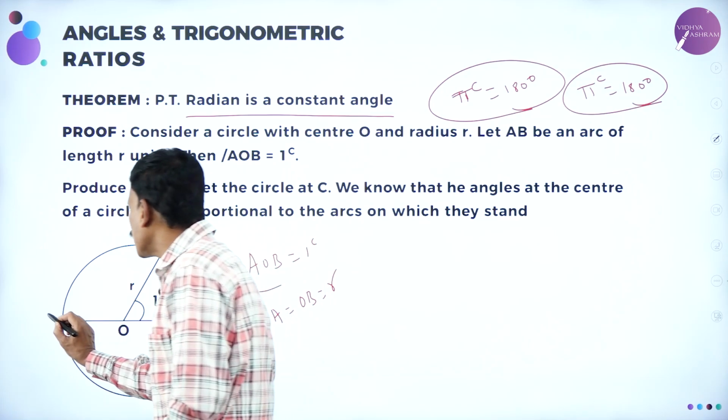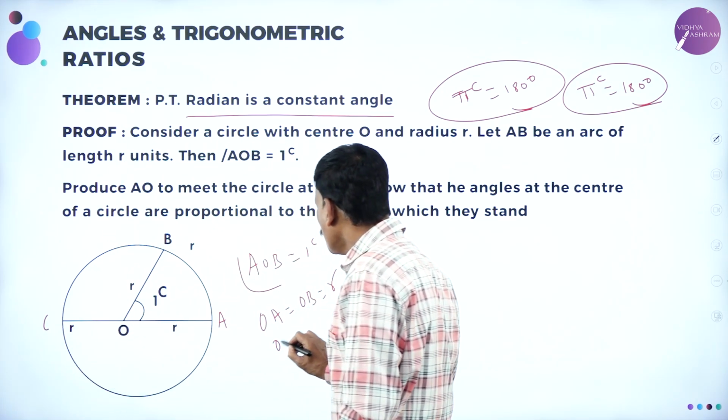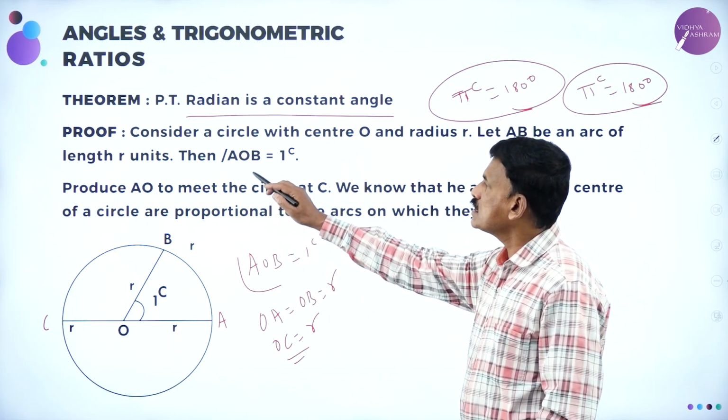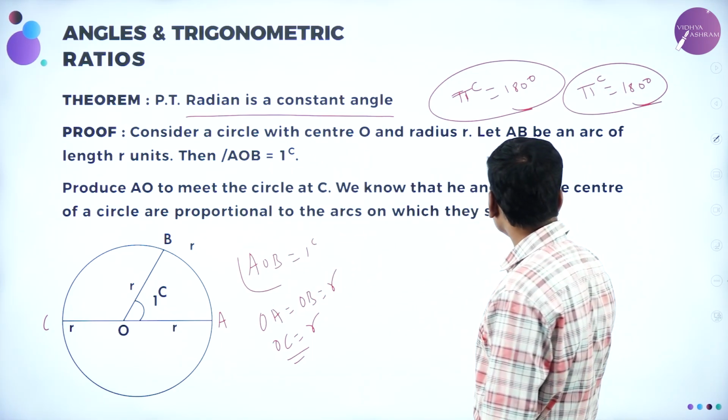Produce AO to cut the circle at C. Then OC is also equal to the radius R. This is the construction part. So, consider a circle with O as center and R as the radius.